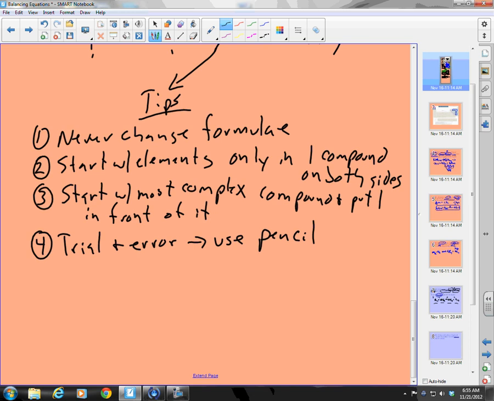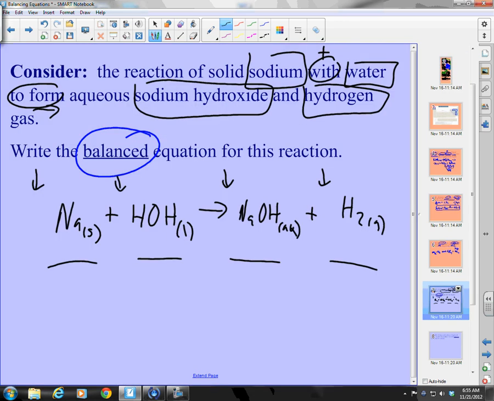Okay, and it's kind of difficult to talk about this, to list tips. It's really better just to see how this works. So let's go here and let's work on it. Here's the way I would approach this.